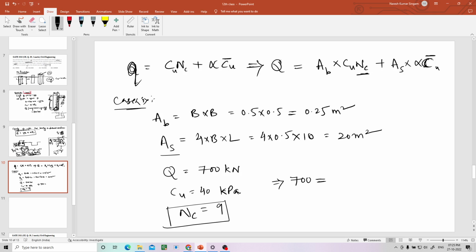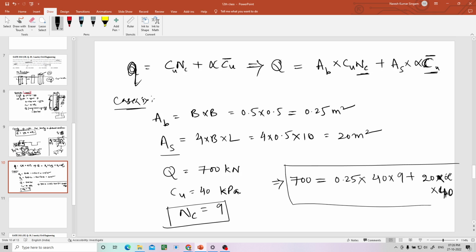700 equals AB, which is 0.25, into Cu, which is 40, into 9, right? Plus AS will be 20 into alpha, we don't know. And what about Cu? Cu bar is 40, right? So this is the formula substitution.